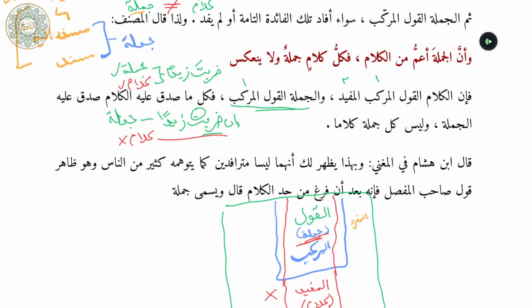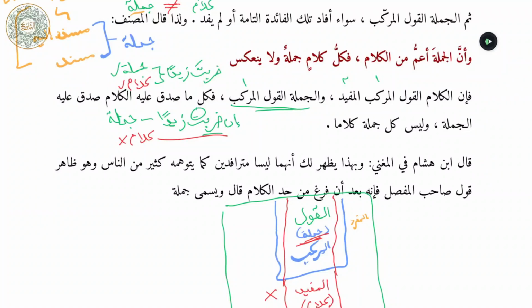Because kalam, on account of being al-murakkab, al-mufid, will be inclusive of jumla, ولا ينعكس, but not the opposite. Because jumla is merely al-qawl al-murakkab. It may be mufid, in which case it's a kalam, or it may not be mufid, in which case it's simply a jumla. Like in our example, ضربت زيدا.